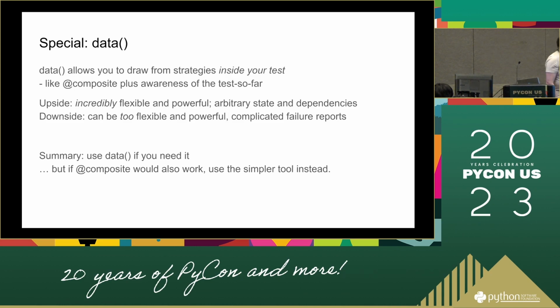Data is exactly the same as composite, except it works inside your test function. So the decisions about what data to draw, how to interact with those strategies, can be made based on partial results from your test. The upside is that this is the most flexible and powerful possible way to do it. The downside is that it is the most flexible and powerful possible way to do it. And that means that the error reporting, for example, is slightly more complicated because we have to show you the order in which you drew things instead of just the arguments which we generated for you. My summary there is use data if you need it, and then look at the test you've written and check whether you could think of a way to do it without using data.